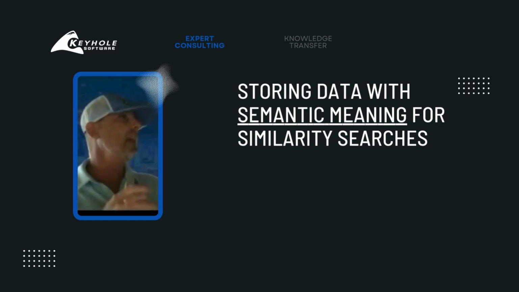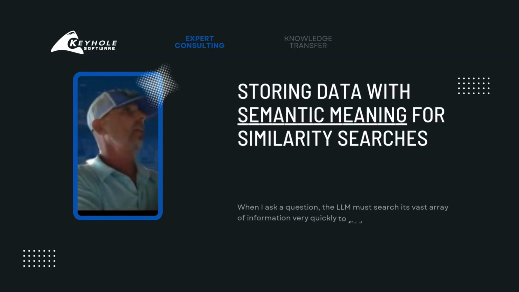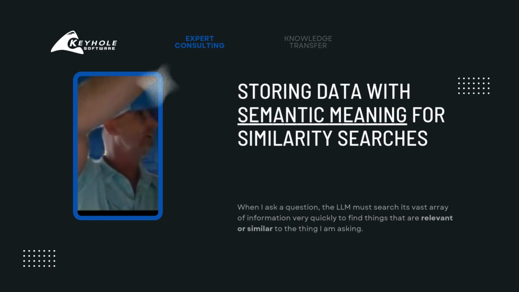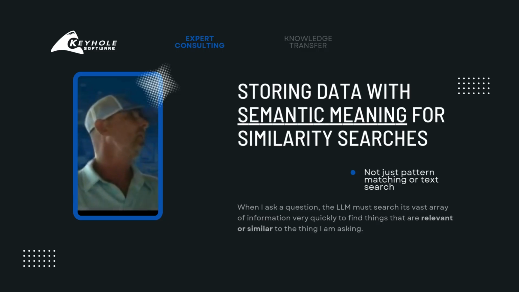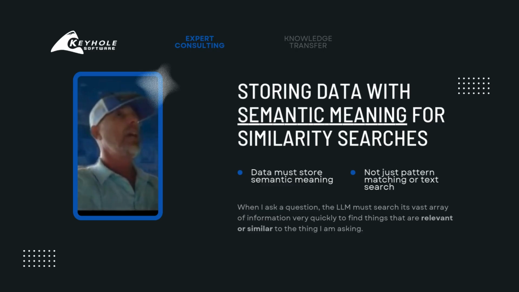So basically, we need data that we can store the semantic meaning of so that we can do similarity searches. This is how LLMs work: when I ask a question, it has to very quickly search its vast array of information and find things that are relevant or similar to what I'm asking. And we need to do that in a way that's not just pattern matching, text search, or index-based lookups. We need to capture the semantic meaning of something and find relevant semantic information that I can use to reason and answer.